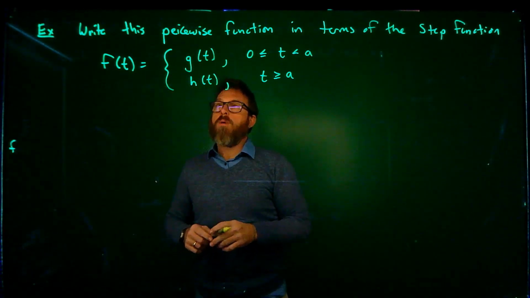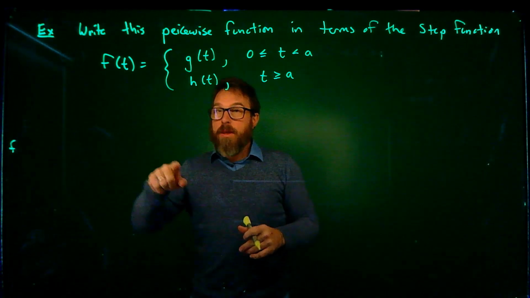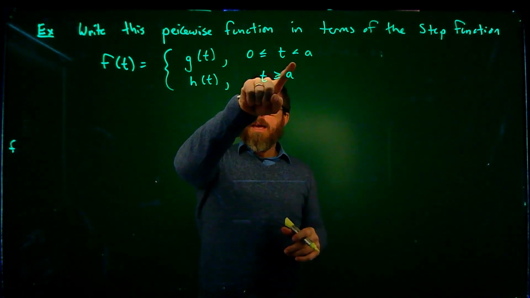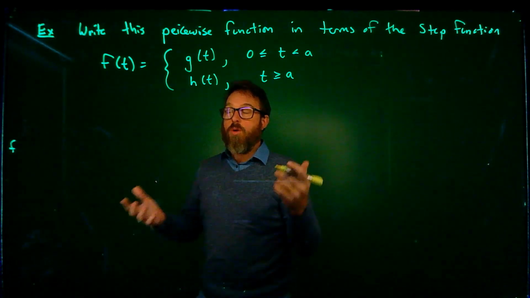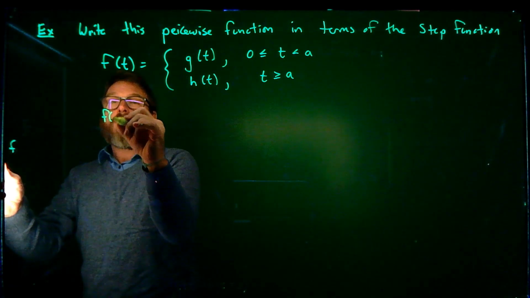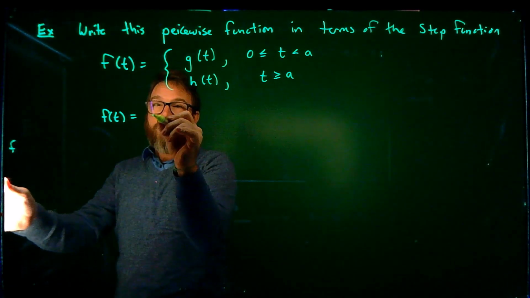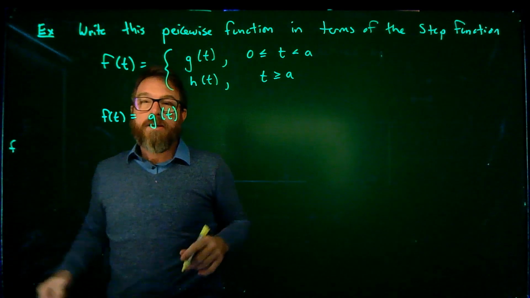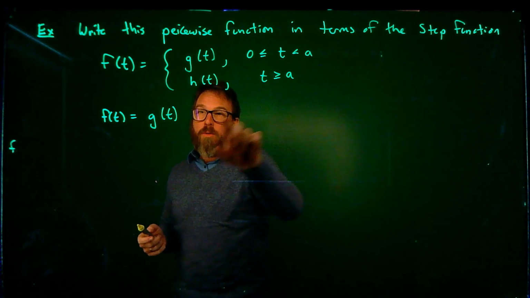For this example, I want to write this piecewise function in terms of the unit step function. Now, from 0 to a, it's the g function, and everything beyond a, it's going to be the h function. So we're going to start out with f of t being the function that is on from 0 to a. So this is going to be equal to g of t. Now I want it to be h of t everywhere beyond a, but right now it's g of t.